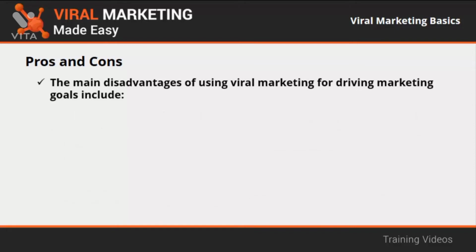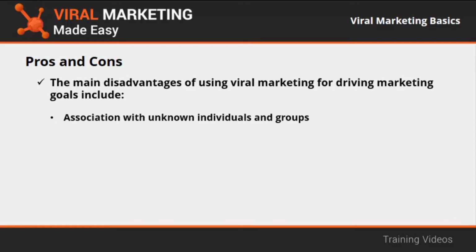The main disadvantages of using viral marketing for driving marketing goals include association with unknown individuals and groups. The strength of viral marketing heavily depends on how a message is transmitted from one person to another. People and audiences that you would rather not interact with can easily be reached this way.